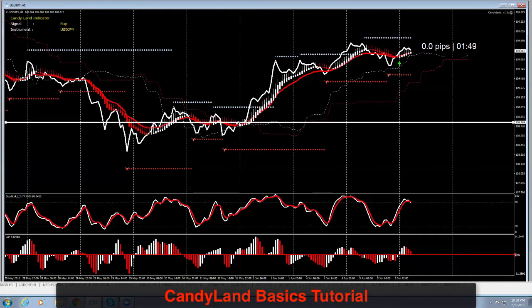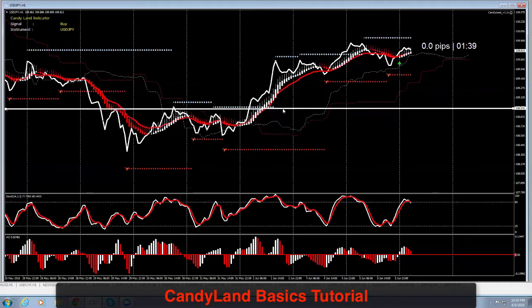Just in case, in this scenario right here, when we talk about when it broke out of the cloud, if you had missed this signal, our next move would have been the break of this fractal. Then we're back in the trade, because that's also a part of this. We'll get into that too.